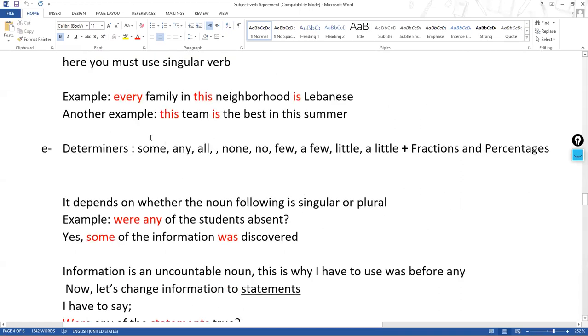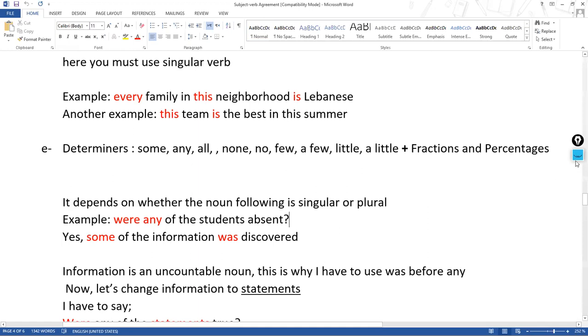Okay, now what if I want to use them in talking or in speaking? If you notice, Suna, I used a few, little, a little, with countable and uncountable nouns. So it depends on the noun you want to use. If the noun is singular, absolutely you have to use a singular verb. But if the noun is plural, you have to use a plural verb.